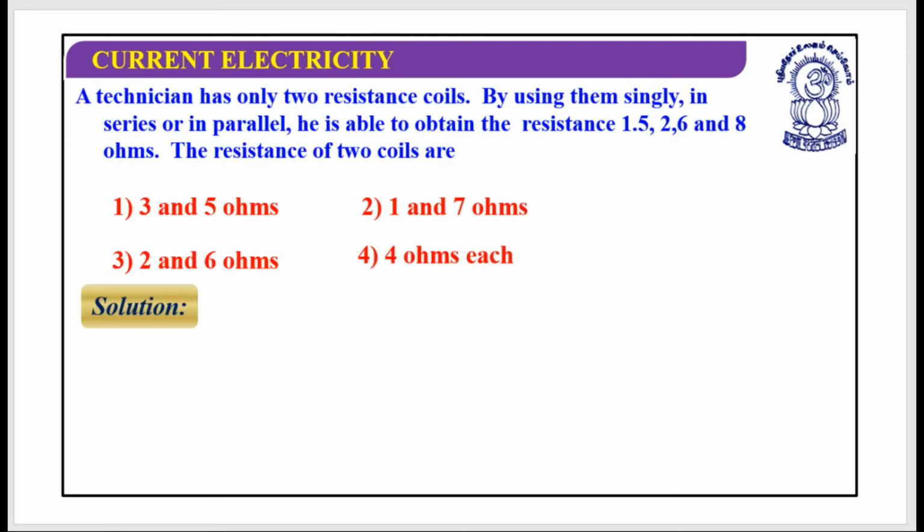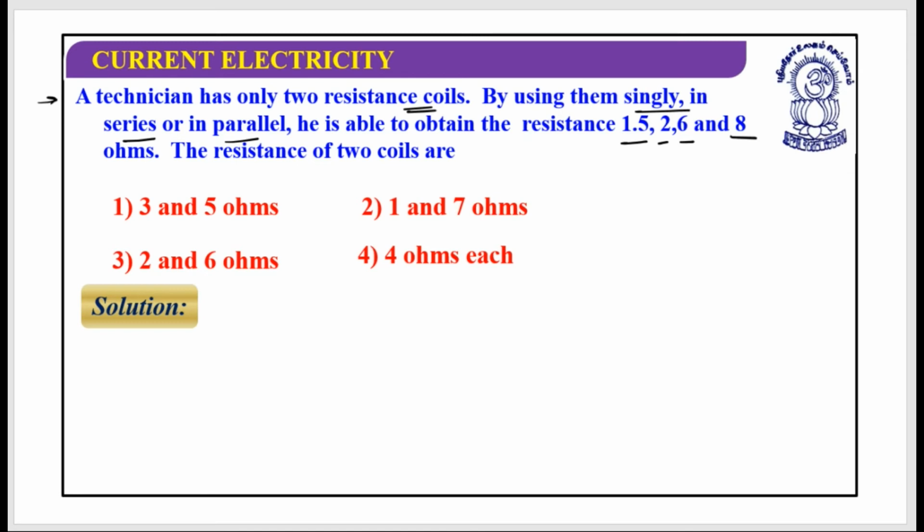Let's have a look. A technician has only two resistance coils. By using them singly, in series or in parallel, he is able to obtain resistances of 1.5, 2, 6 and 8 ohms. The resistances of these two coils are, okay, how can you do this? How can you do this?